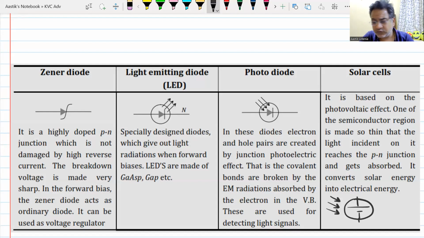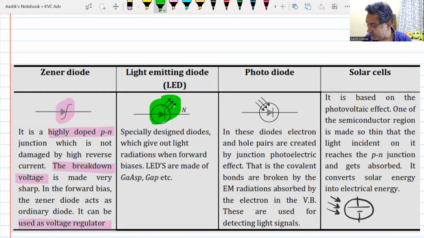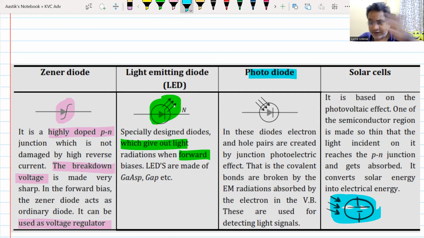And this is just all the four diodes written in one column. Zener diode, this is the symbol, heavily doped with narrow depletion zone. It operates in the breakdown zone. It acts as a voltage regulator. LED, light emitting diode. Then we have photodiode. It operates in reverse bias. The green one operates in the forward bias. Solar cell, when light falls, it converts solar energy into electrical energy, and there is no biasing. We all remember this? Yes. Okay, I'll give you a minute. If you want to note it down, you can note it down.